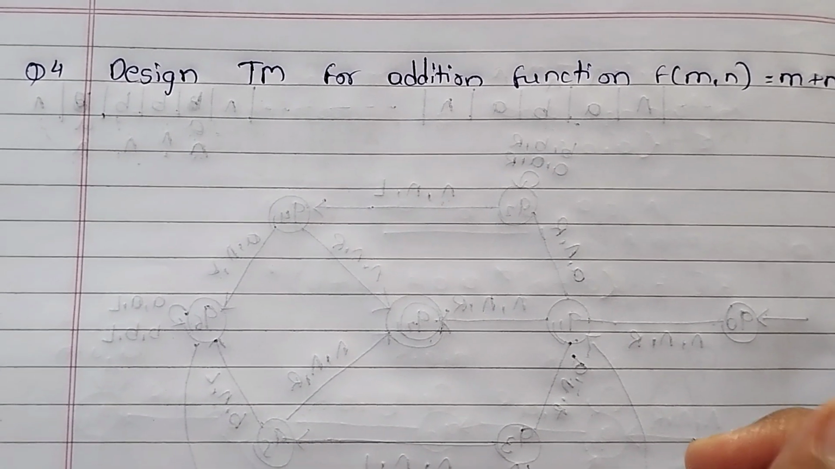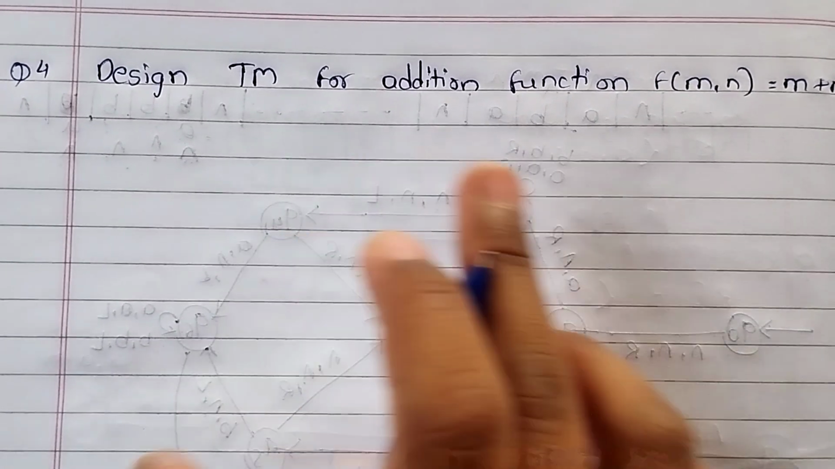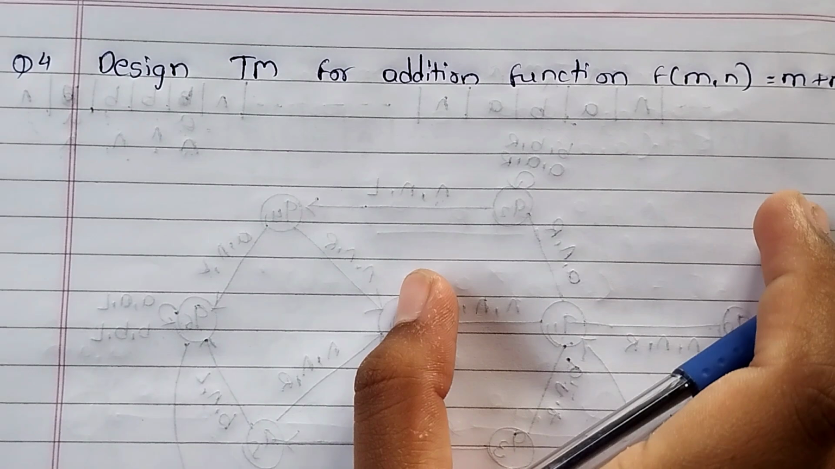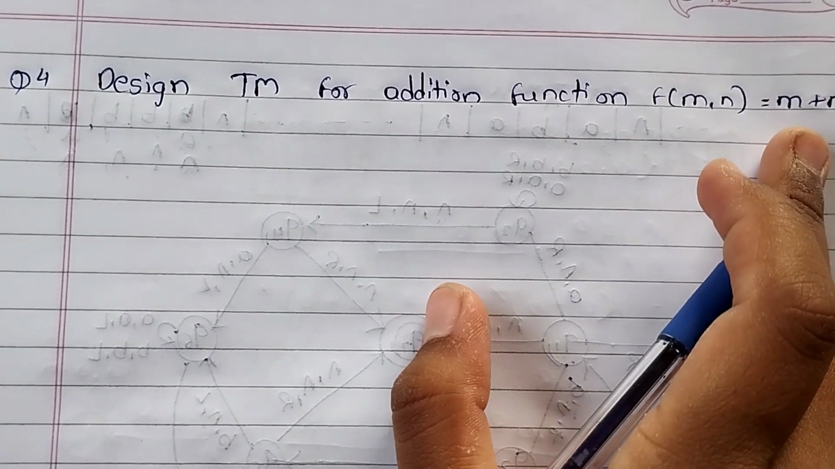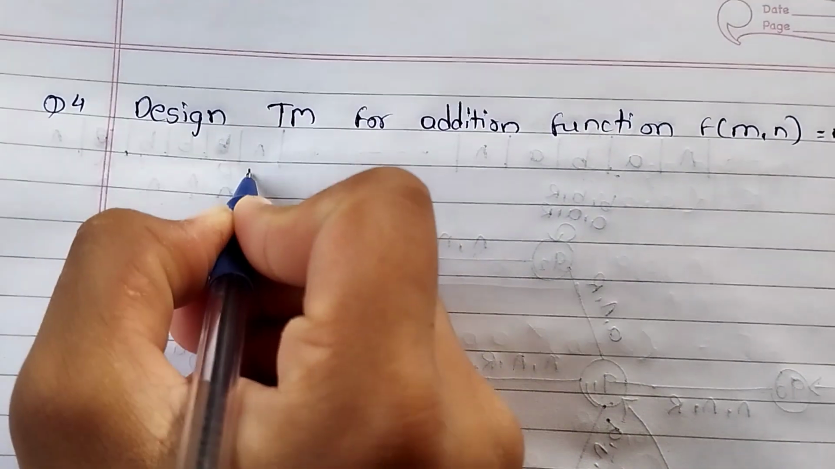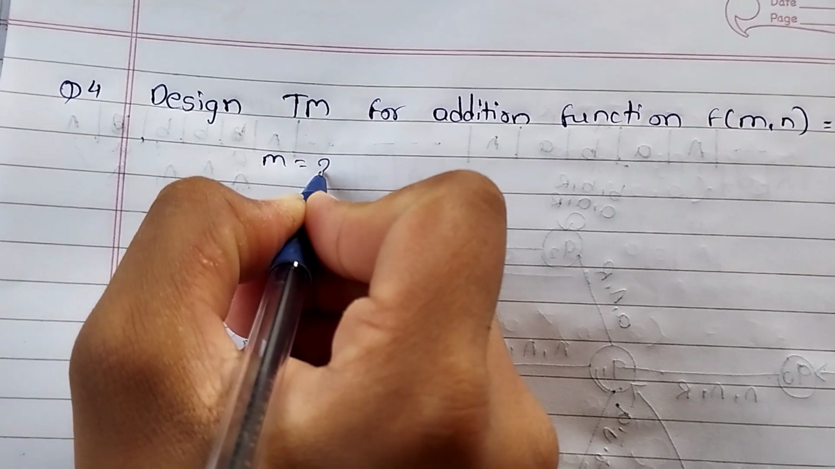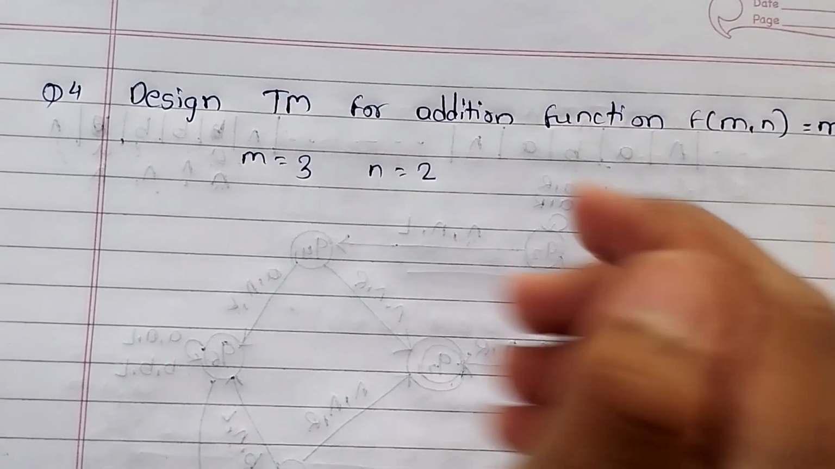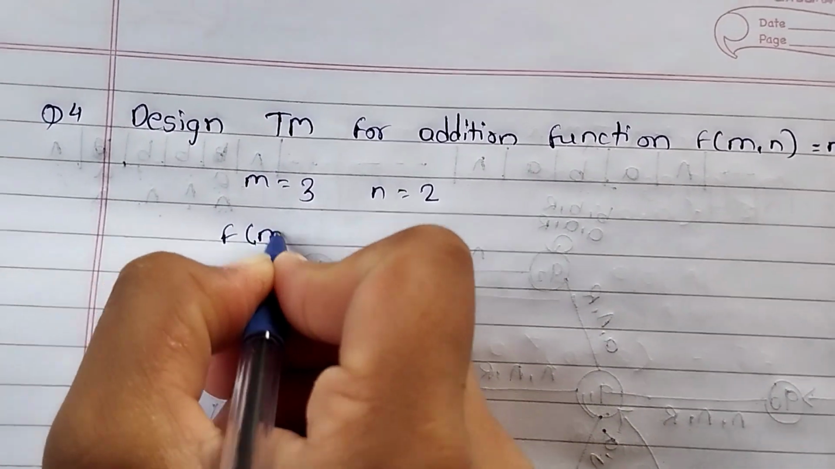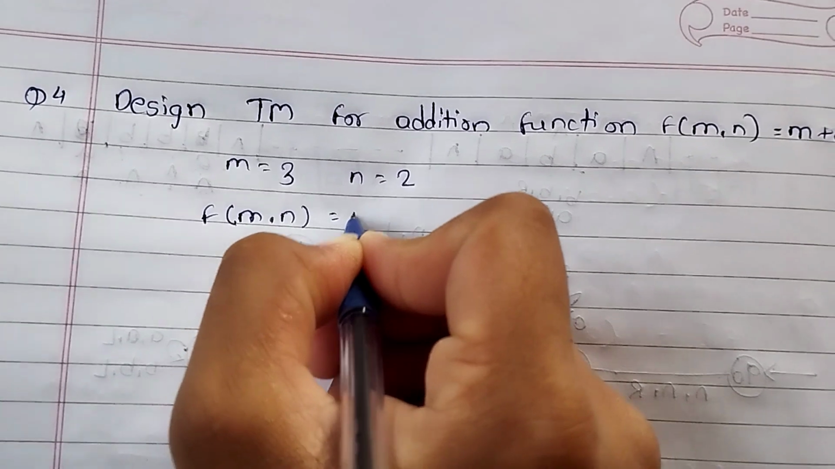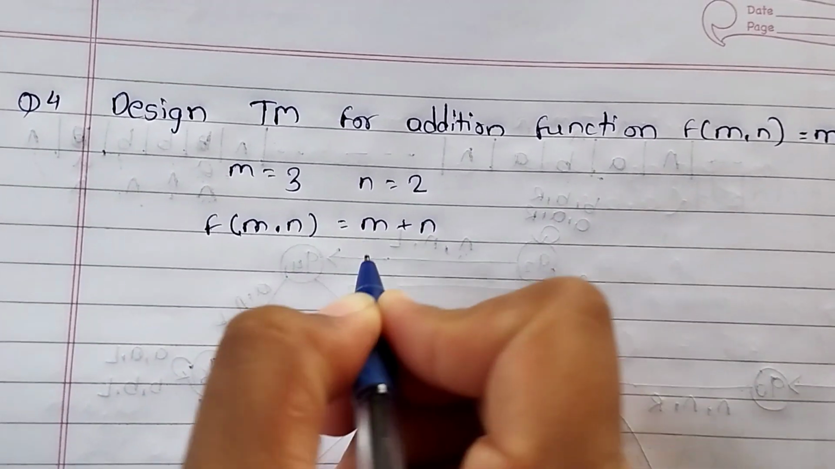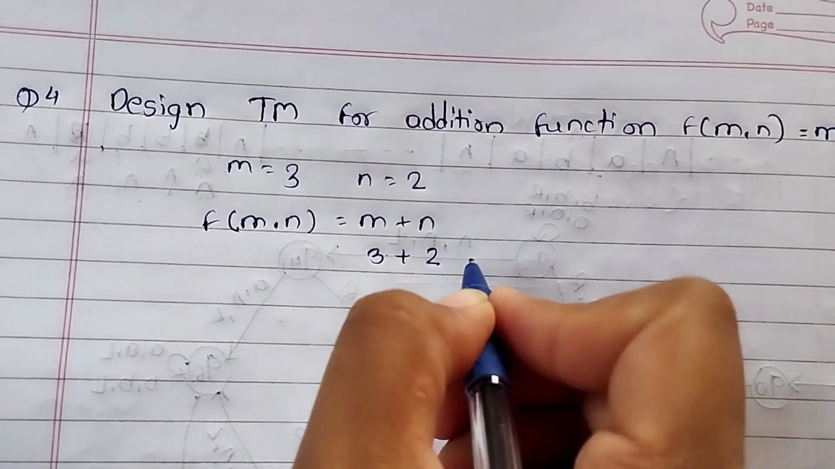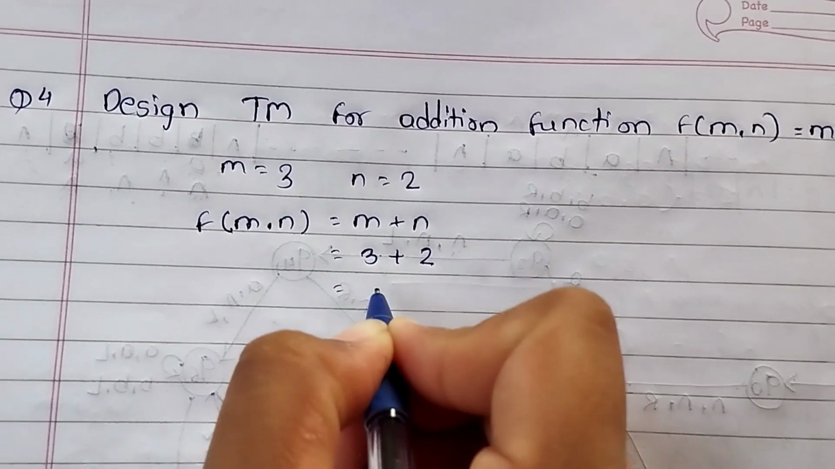In this video, we draw the Turing machine for the m plus n function. So we start to draw this. For this m plus n, we consider m is equal to 3 and n is equal to 2. So this function f of m, n is equal to m plus n. Now our m is 3 and n is equal to 2. So what is the sum here? 5.